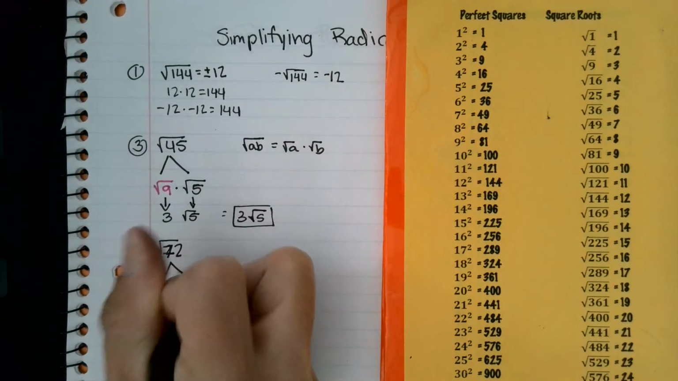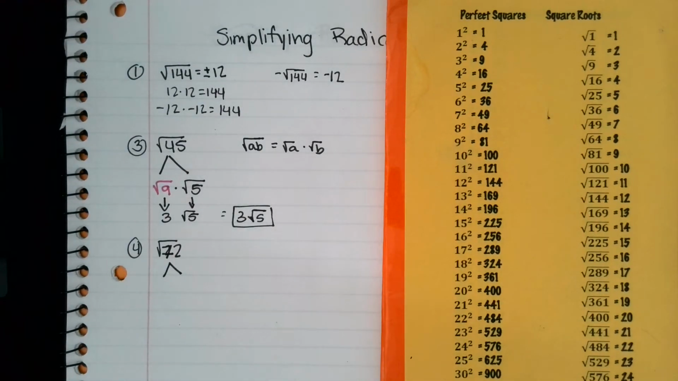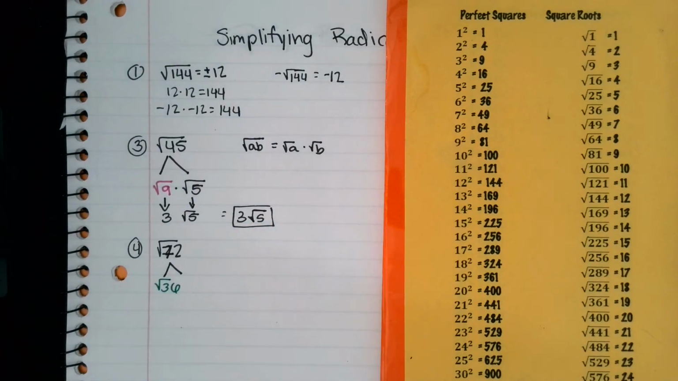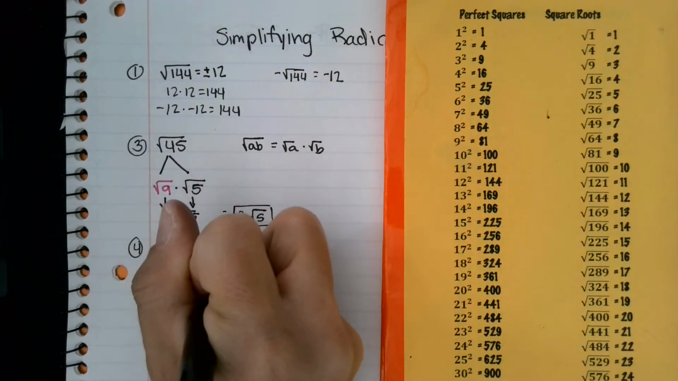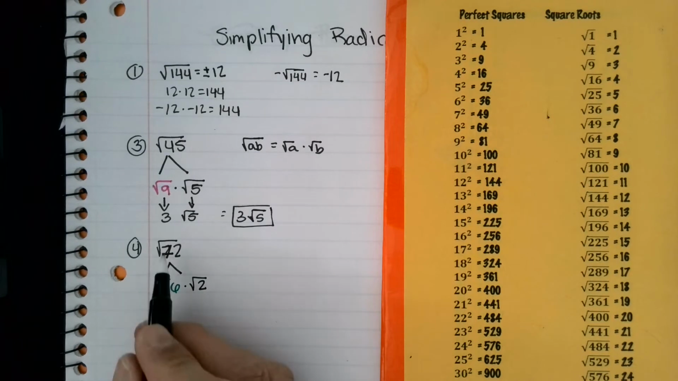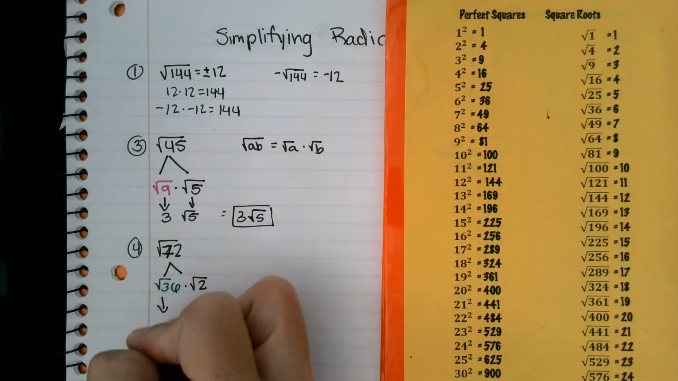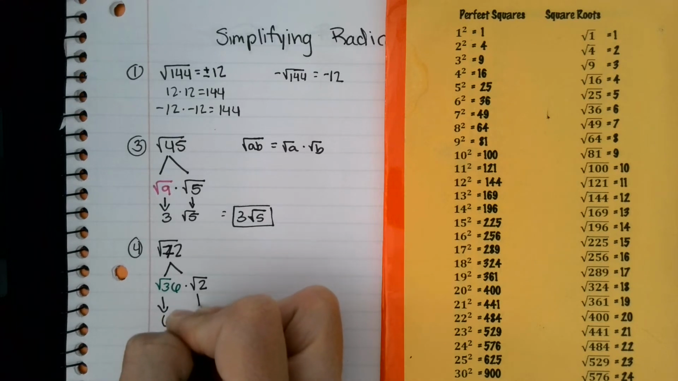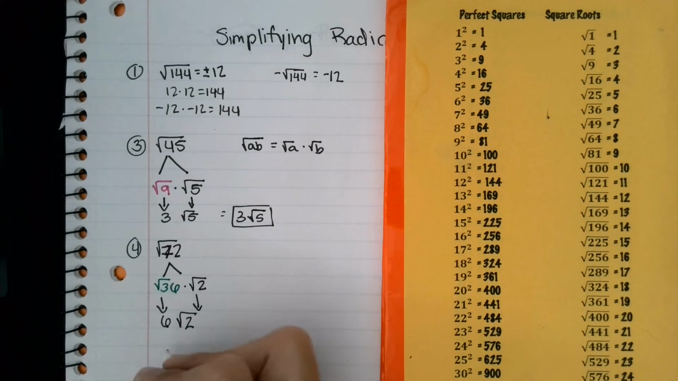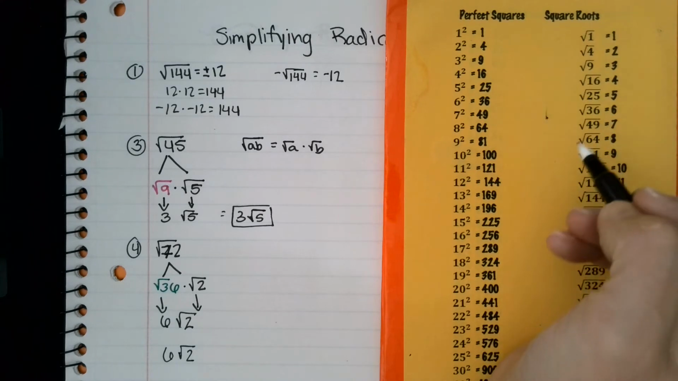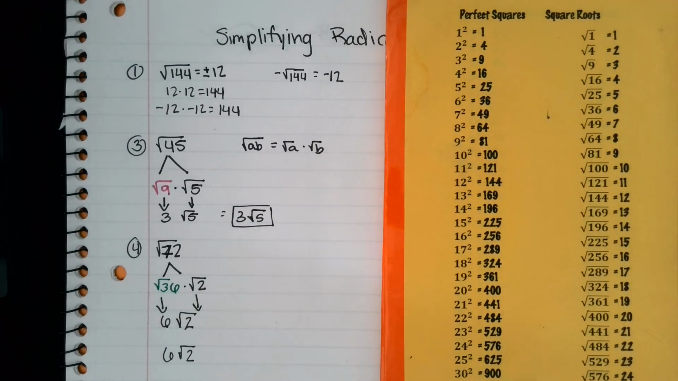So we can break this up into the square root of 36 times the square root of 2, because 2 times 36 is 72. When I simplify this, I know the square root of 36 is 6. The square root of 2 is a prime number, so we're going to bring that down. I'm going to get 6 square root of 2 as my solution. Now, I know that 36 divides into 72 because I've been doing this a long time and I'm very familiar with these numbers.